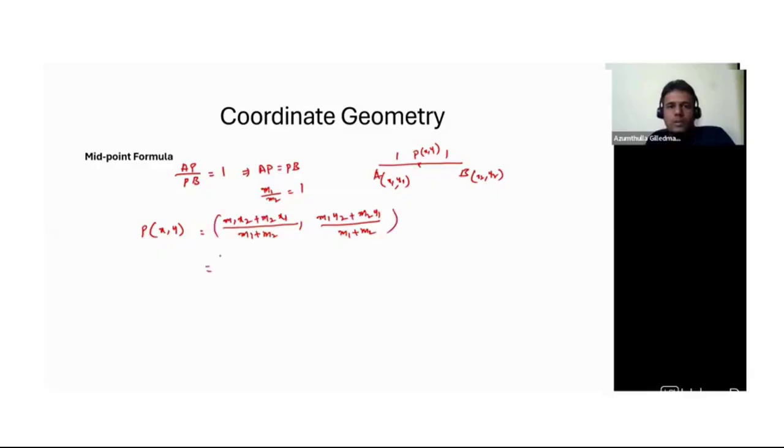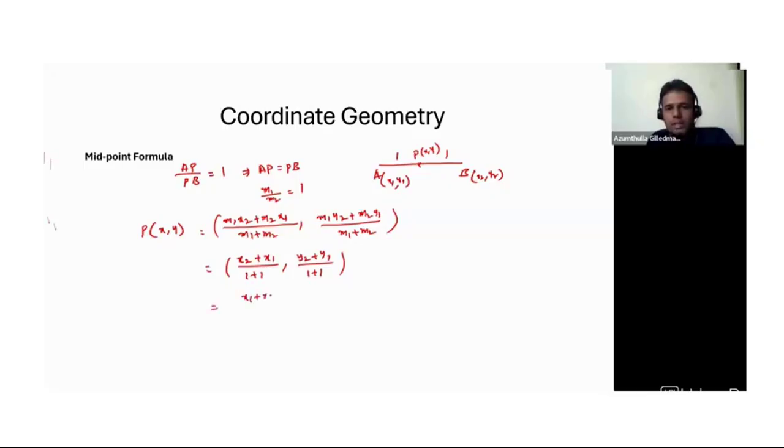You following? Now I know what m1 and m2 are. It is a midpoint, so 1, 1. So substitute those values. M1 is 1. That means x2 plus x1 by 1 plus 1, comma, y2 plus y1 by 1 plus 1. If I substitute m1 and m2 as 1 and 1, so what is this?